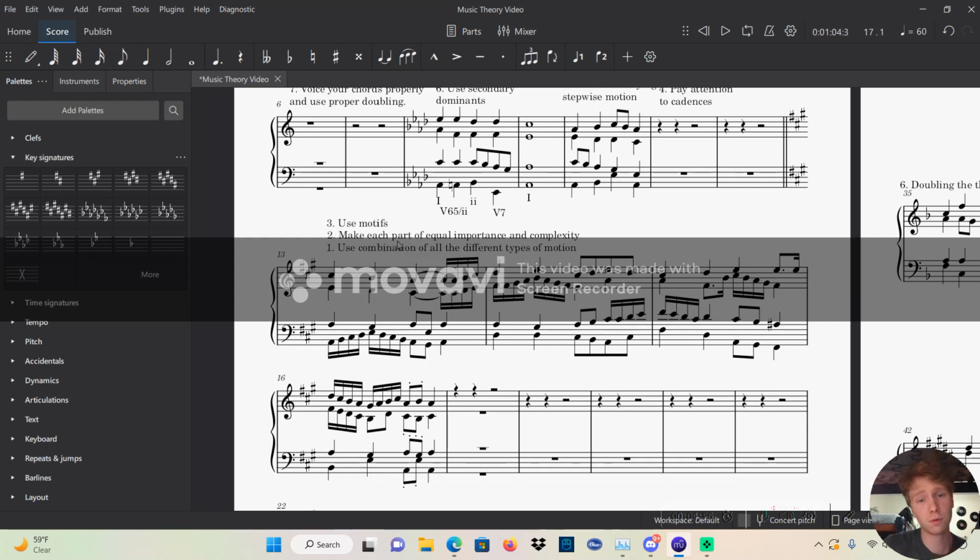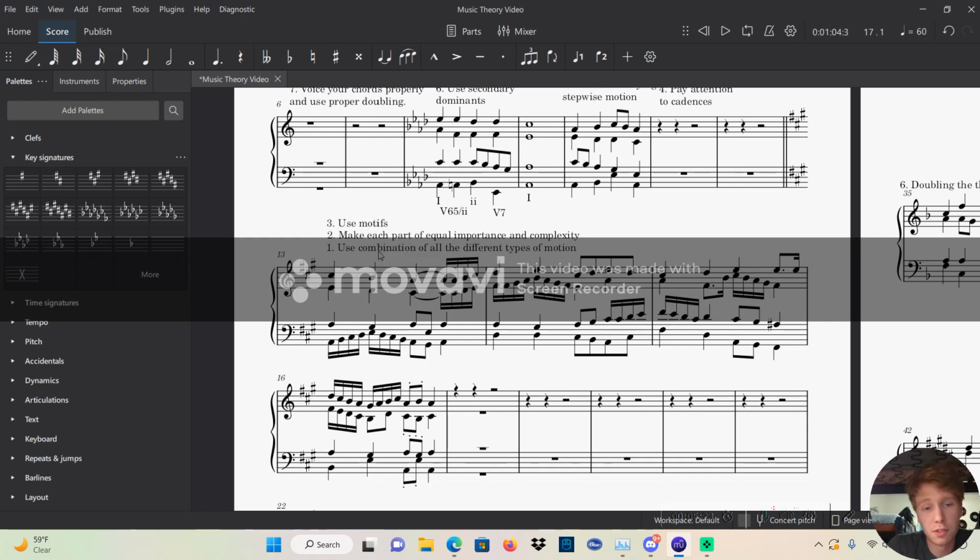And then making each part of equal importance and complexity. Yeah, I think I did a pretty all right job of that here. Music is much more interesting when there's different or the same amount of complexities in many of the parts. I didn't word that right, but I think you get what I'm saying. Make them of equal importance. For example, I didn't give the bass just a fundamental foundation quality. I gave it its own interesting parts and stepwise motion and stuff.